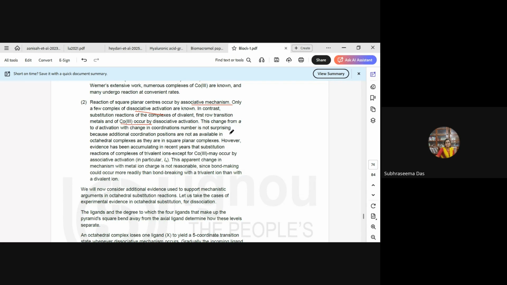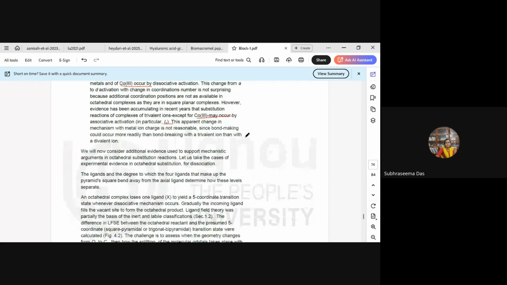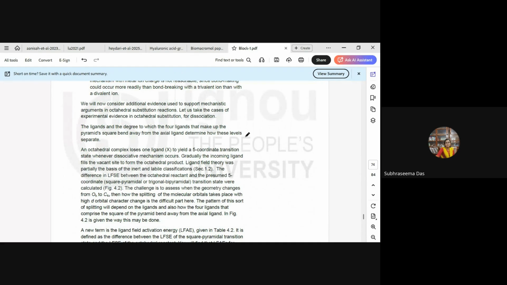So here this change from A to D activation, that is from associative to dissociative activation, is not surprising because we know that from square planar to octahedral complexes there is a change in the coordination number. However, evidence has been accumulating in recent years that substitution reactions of complexes of trivalent ions, except for Co3+, also occur through an IA mechanism. So we will now consider additional evidence used to support mechanistic arguments in octahedral substitution reactions.